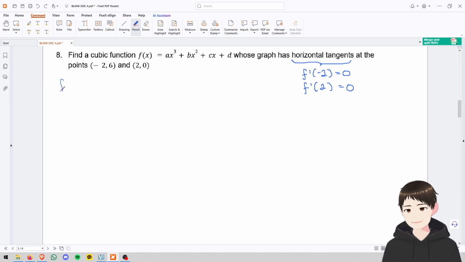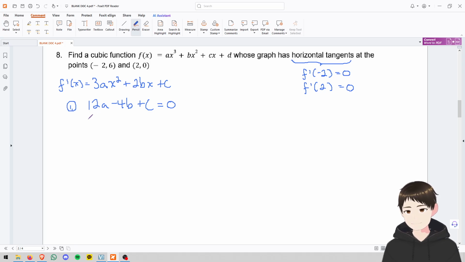So let's try it. f prime of x is equal to, by the power and constant multiple rule, 3ax squared plus 2bx plus c, and that equals 0. Using this, let's work on it. f prime of -2: -2 times -2 is 4, times 3 is 12a, minus 4b plus c equals 0. And we'll call that equation 1.